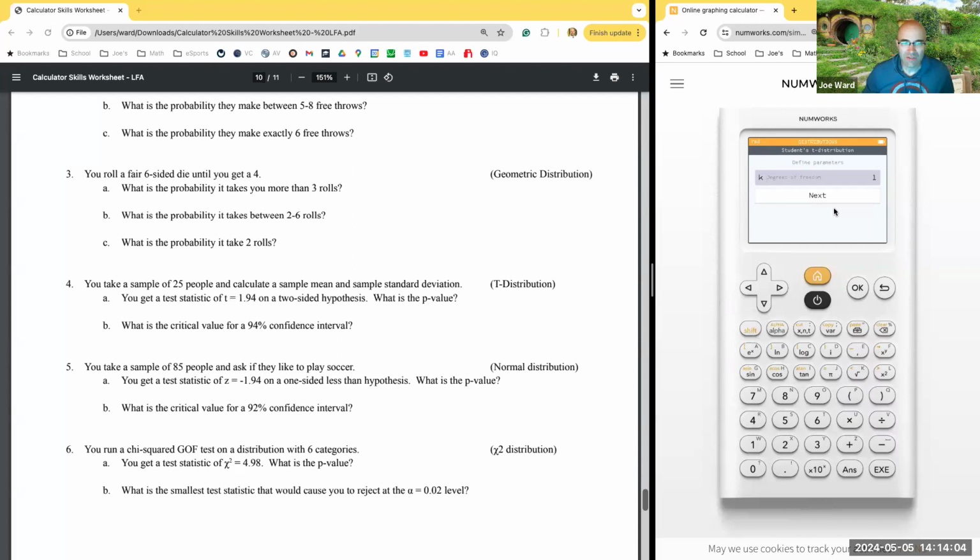So this says we take a sample of 25 people. So that means we have 24 degrees of freedom. It's 1 less than the sample size. Hit next. Okay, and it says you get a test statistic of 1.94 on a two-sided hypothesis test.